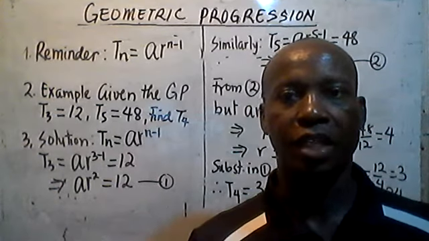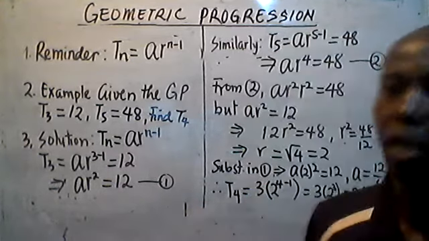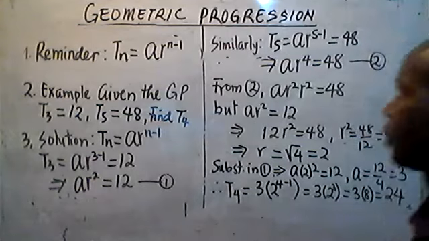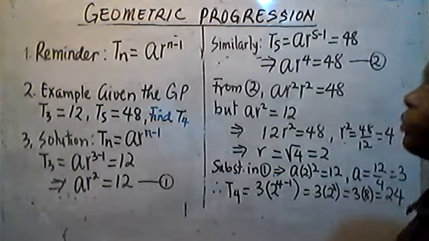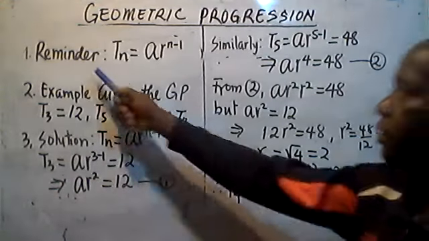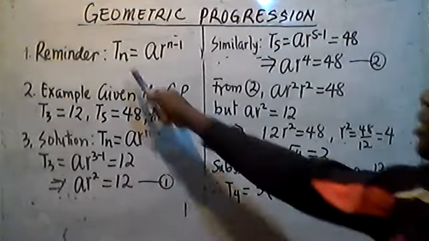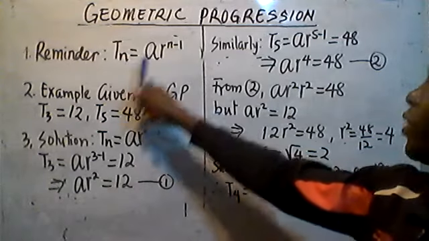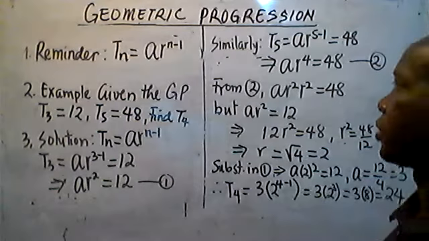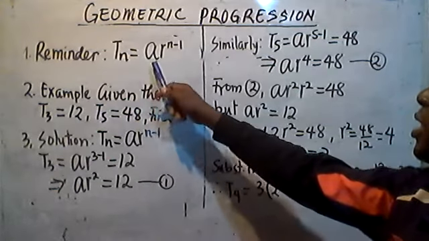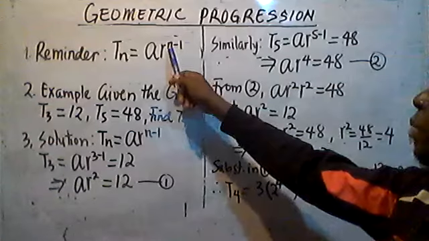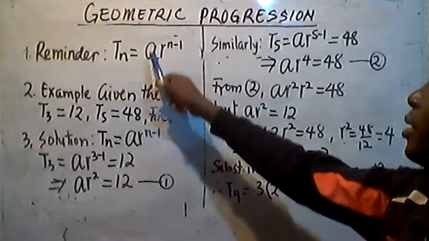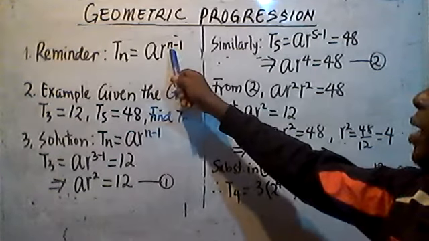Today we'll be looking at geometric progression. Geometric progression is a progression that involves a common ratio. Remember that the nth term of a geometric progression is given as ar^(n-1), ar^(n-1).